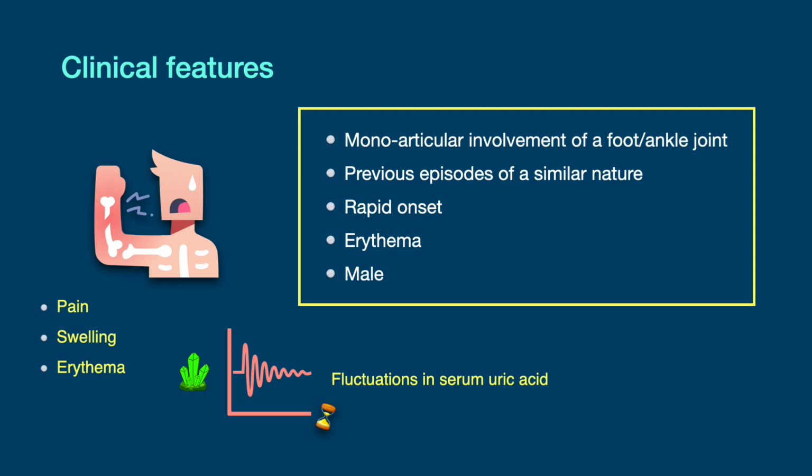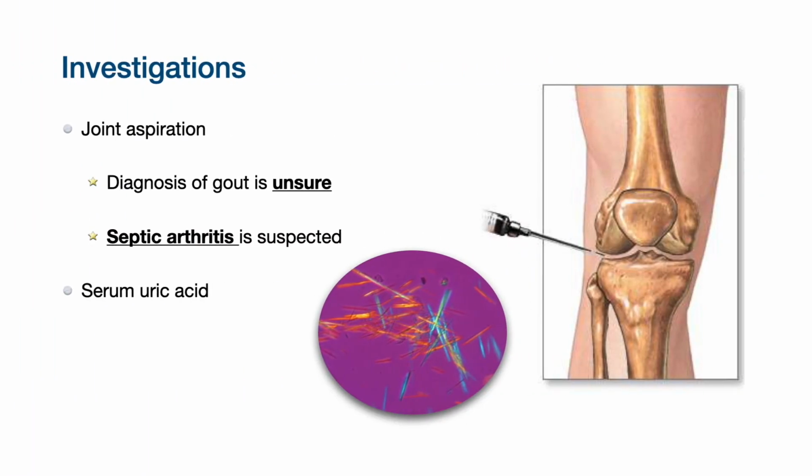The European League Against Rheumatism recommends that clinical diagnosis be supported by the following features, which include monoarticular involvement of a foot or ankle joint, previous episodes of a similar nature, the condition of rapid onset, erythema, as well as the male gender. NICE guidelines state that if a patient presents with features suggestive of gout and there are no suspicions of other conditions such as septic arthritis, a clinical diagnosis can be made with no need for investigations. NICE also advise aspiration is not indicated unless diagnosis of gout is unsure or septic arthritis is suspected.